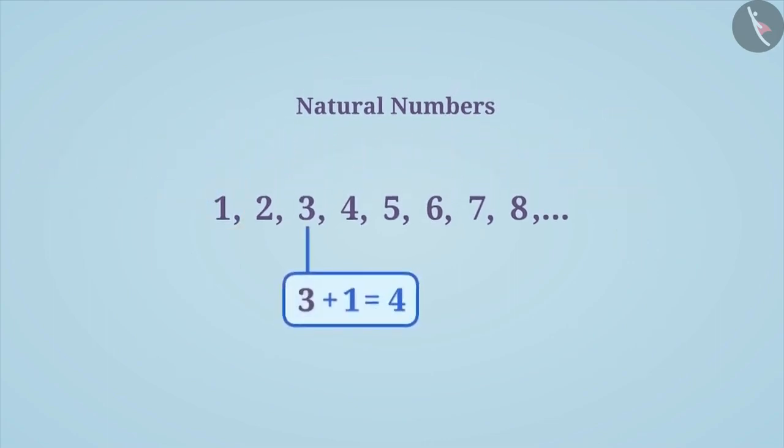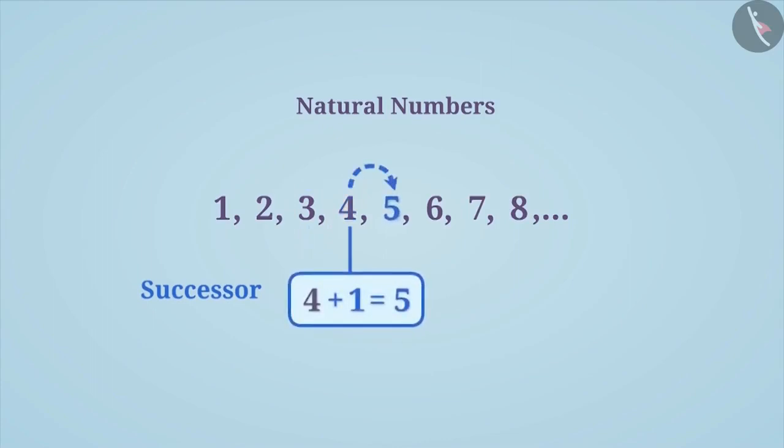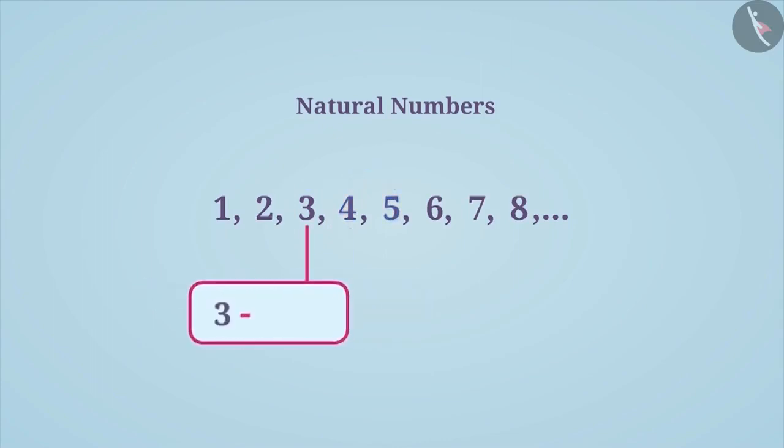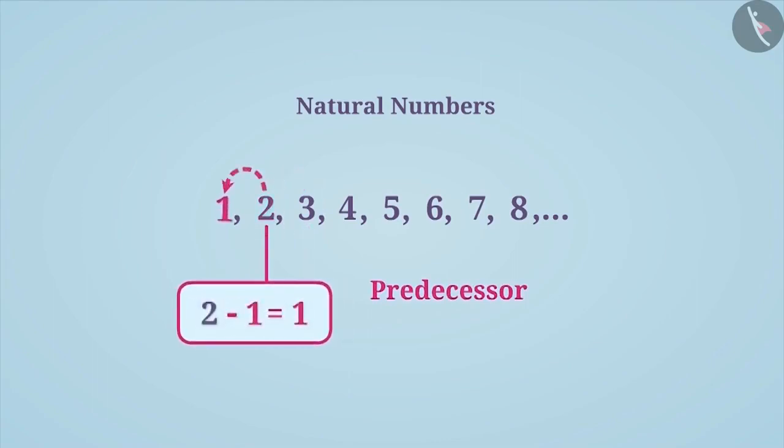If 1 is added to a natural number, then we get the natural number which is next to it. This number is called its successor. For example, successor of 3 is 4 and successor of 4 is 5. But if 1 is subtracted from any natural number, then we get the natural number which comes before it, which is called its predecessor. For example, predecessor of 3 is 2 and predecessor of 2 is 1. Can you tell what will be the predecessor of 1? Think about it. Let's find out.